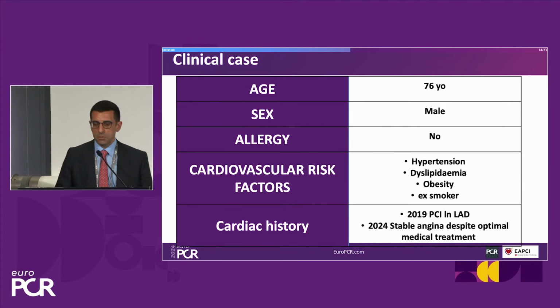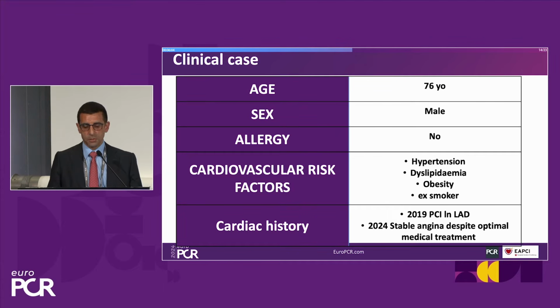I guess that we are interventional cardiologists, so we are very interested in cases, and we do a case like this one that I present to you. He's a male of 76 years old. These are the cardiovascular risk factors. The patient had a long history, which started in 2019 with a PCI of the LAD. He was okay until 2024, actually 2 months ago, when he came back for stable angina.